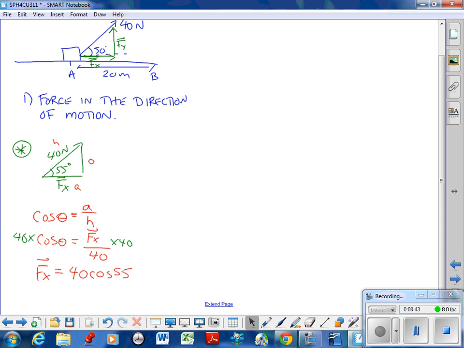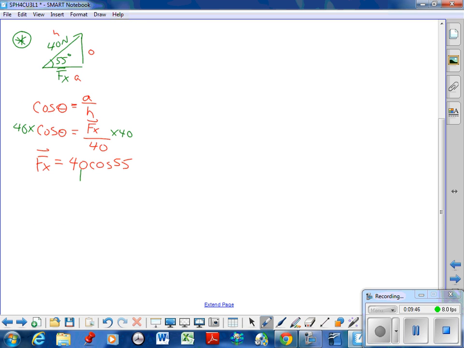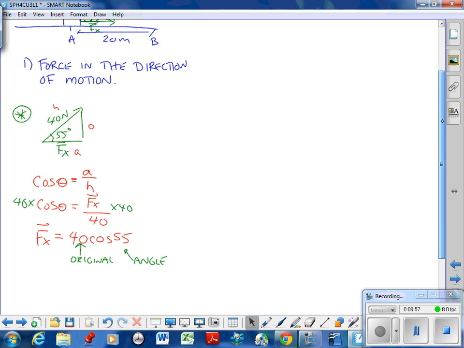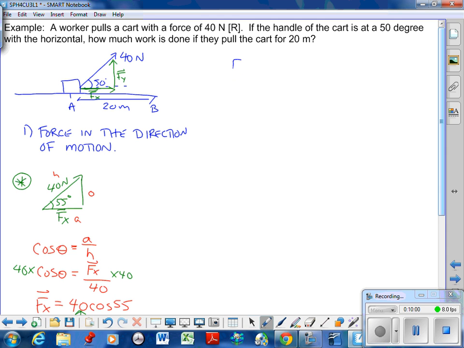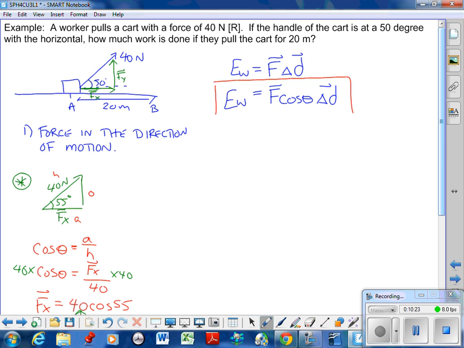Okay, now this is the original force. That's the angle. So what does our formula become? You don't have to do this every time. I'm going to make it simple for you. So here is the formula. It is force multiplied by displacement. Well, force is just the original force, cos of the angle, cos theta, delta d. All right, so that is the formula if it's not in the same direction or horizontal.